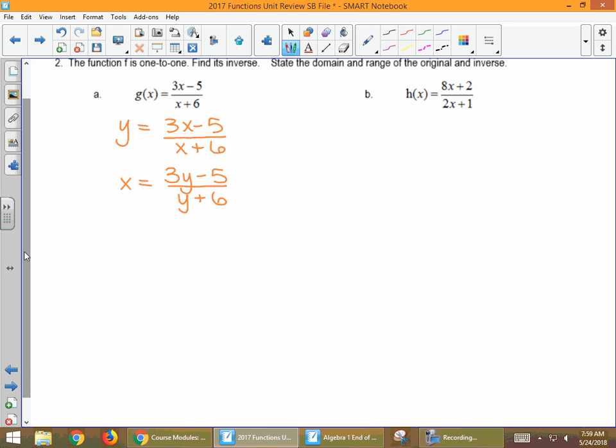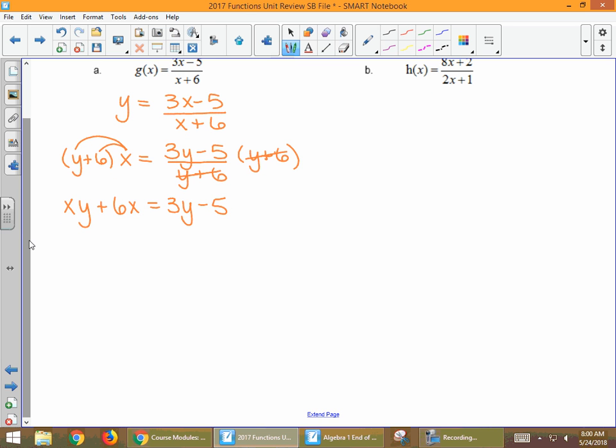The first thing you want to do is clear your fraction, and you're going to clear your fraction by multiplying by the binomial in the denominator. Don't FOIL on the right side. Those cancel. You do that to get rid of it. On the left side, you're going to go ahead and multiply that x through. There's nothing else you can do. You've got to multiply that x through. So that's going to give you xy plus 6x equals 3y minus 5.